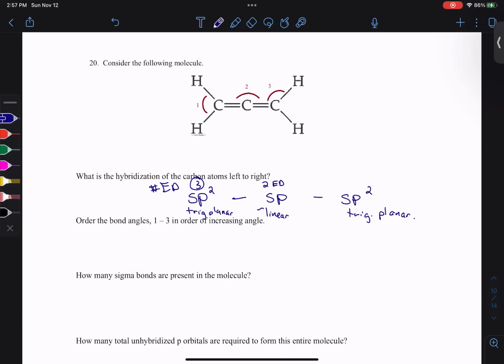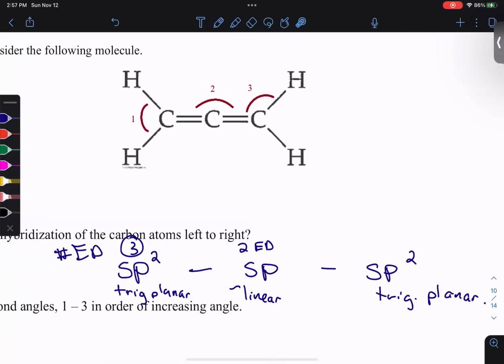But what do we have here that's going to screw us up a little bit? Are we going to actually get exact ideal bond angles here? No. It's going to deviate a little bit. So what we would see here is that bonds 1 and 3 should be around 120 degrees. Bond 2 is going to be 180 degrees because this is linear, but let's now consider double bonds. So let's look at bond angle 2. What do we think that bond angle is going to be? 180. Is it going to be exactly 180 or a little bit off?